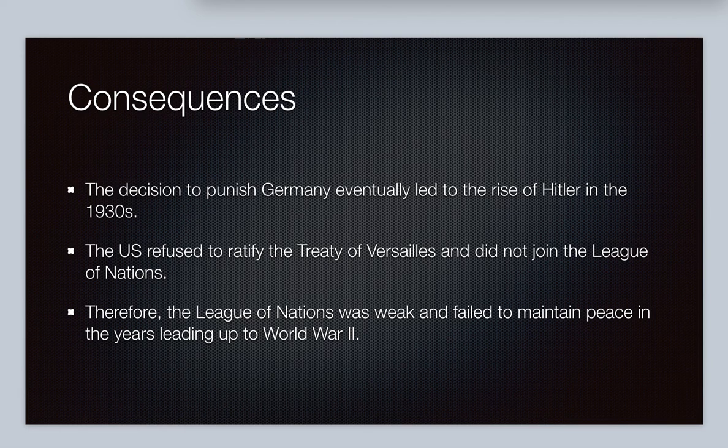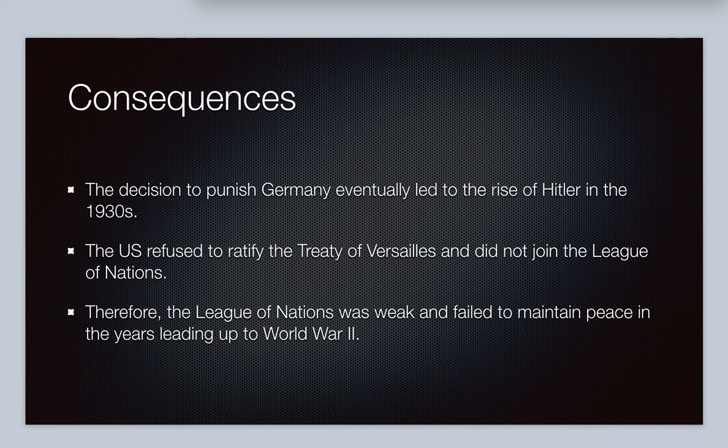Well, the decision to punish Germany eventually led to the rise of Hitler in the 1930s. Because Germany underwent a Great Depression. They had a bad economy. They owed everybody money. They couldn't have a military. They were having just a really hard time. So Hitler came to power during that time.